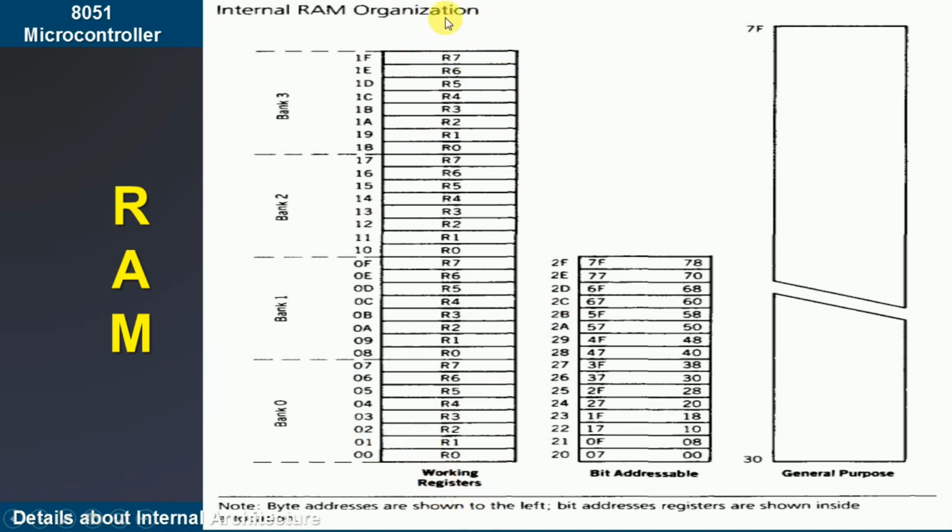Now again, R0 to R7 is the first bank. This bank area again gets divided into 4 banks: bank 0, bank 1, bank 2, bank 3.